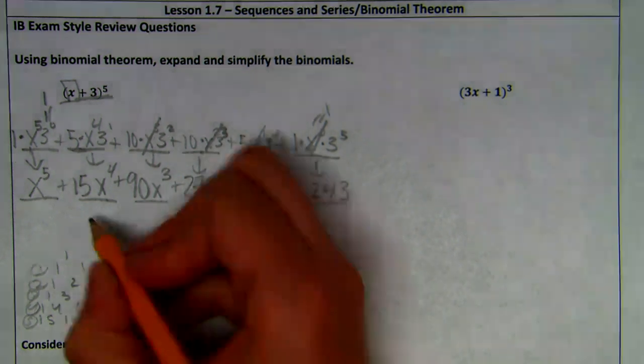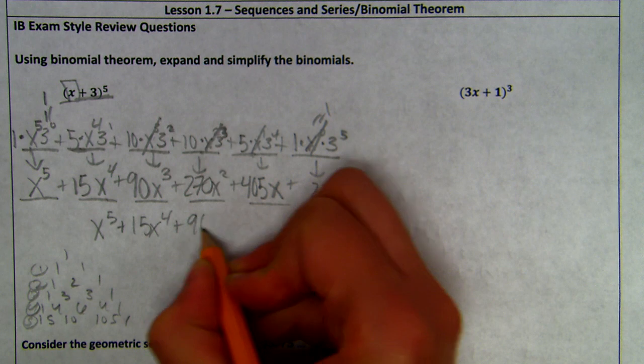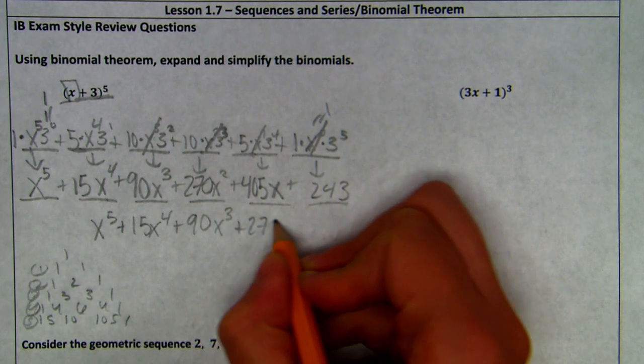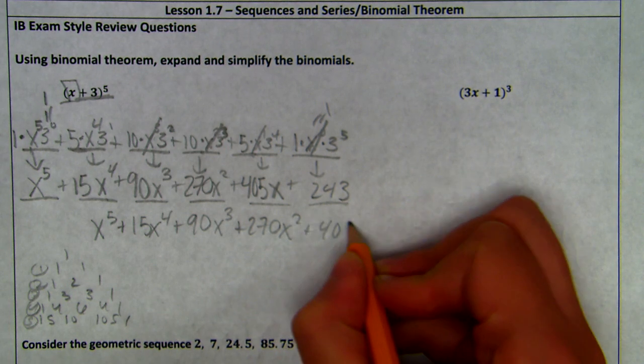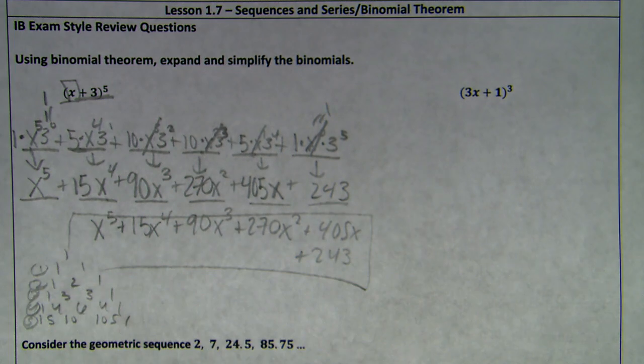So I'm just going to write it down here for clarity, but feel free to leave it in your blanks. So I have x^5 + 15x^4 + 90x^3 + 270x^2 + 405x + 243. And that's my final answer.